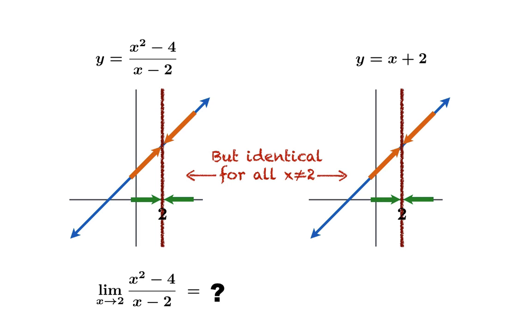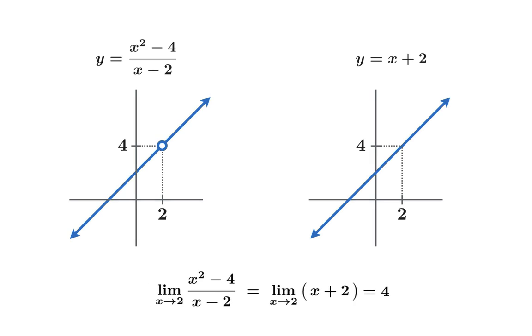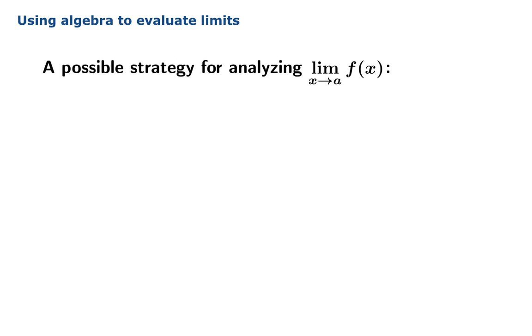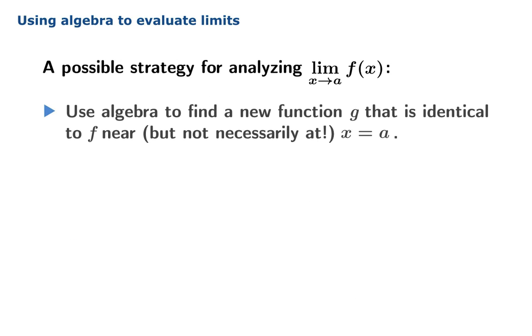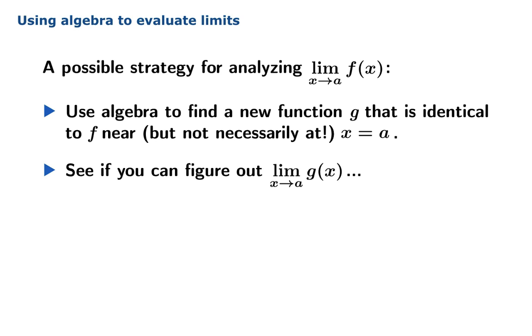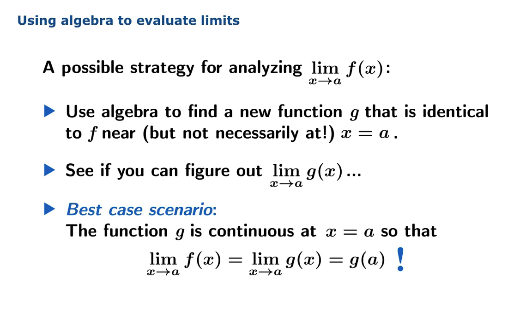This is the limit we wanted to evaluate in the first place, but the limit on the right-hand side is 4, using continuity of the polynomial function x plus 2. The limiting behavior has to be the same, so now we realize that the original limit we were looking for is in fact 4. This suggests a possible general strategy for analyzing a limit. Use algebra to find a new function that's identical to the original function near, but not necessarily at, the argument that you're targeting. See if you can figure out the new limit, and if you can, you're in business. And the best case scenario is that the new function is actually continuous at the target argument, and then you can just substitute that argument into the new function to evaluate the limit you were originally trying to find.